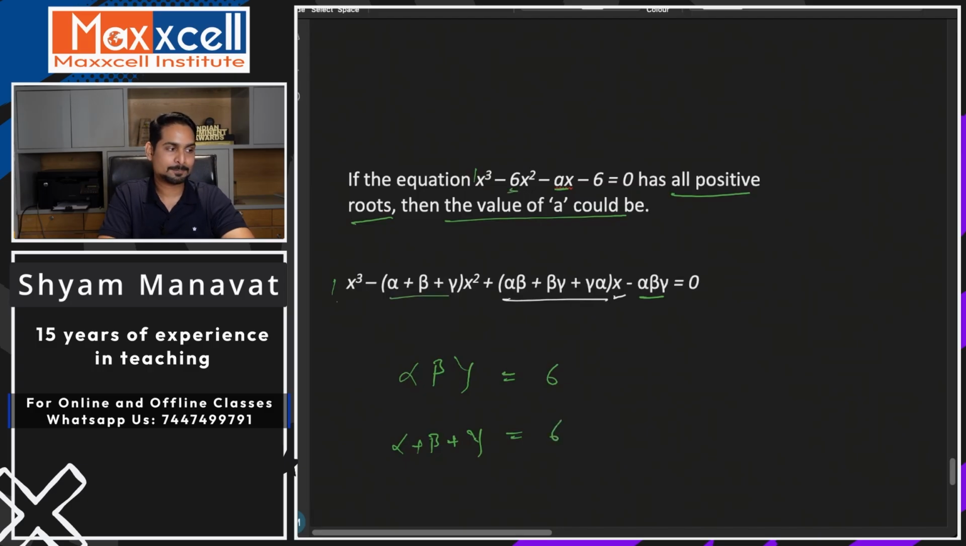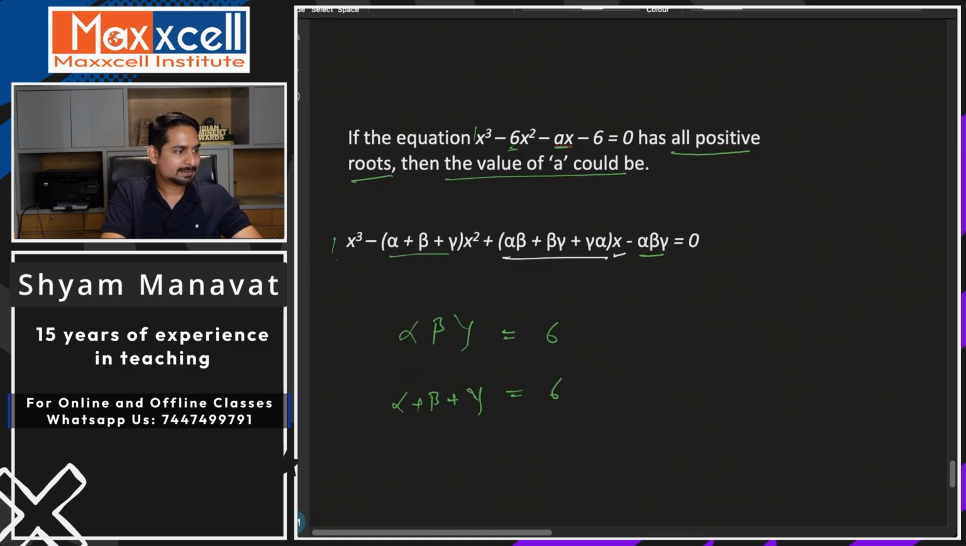This is also 6. The point here is you have three positive numbers whose product is 6 and whose sum is also 6. First of all, you need to admit that if the product of three numbers is 6, which is an integer, and the sum of the same values is also 6, an integer, that means definitely alpha, beta, gamma are integers. Integers means which have no decimals.